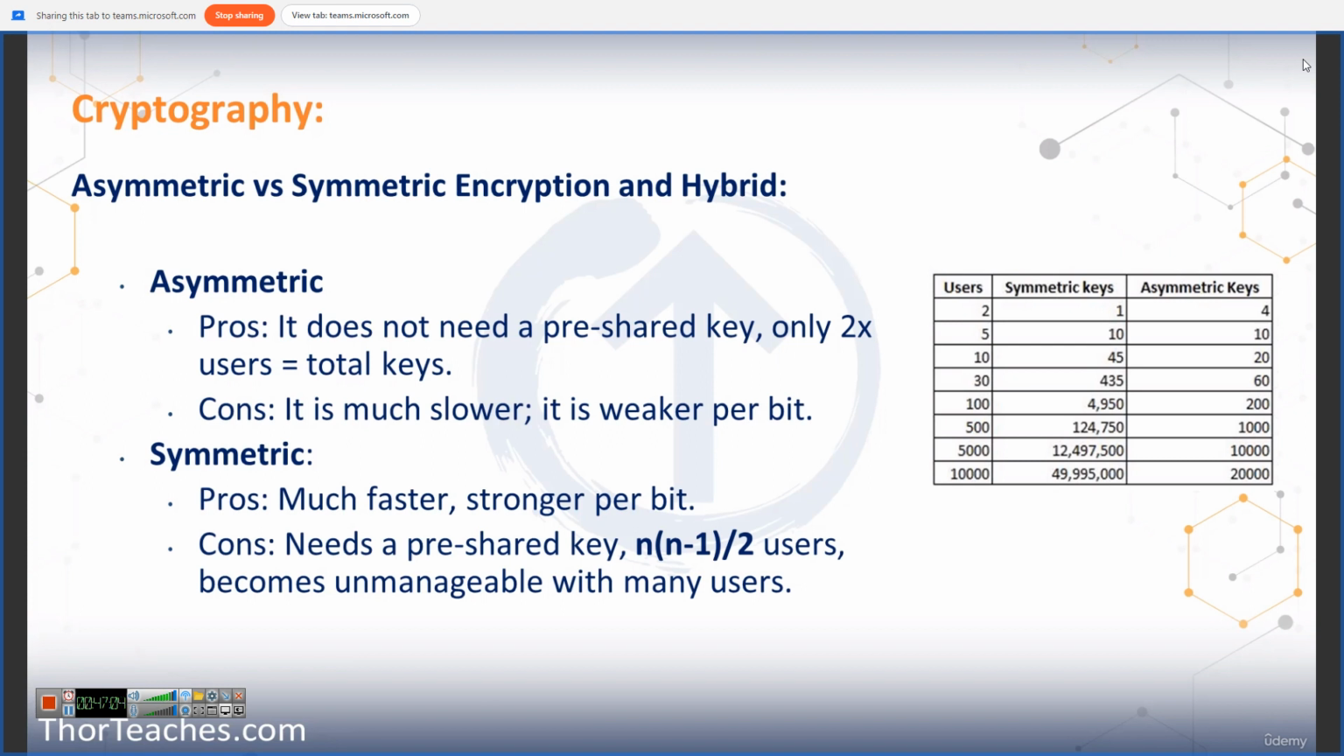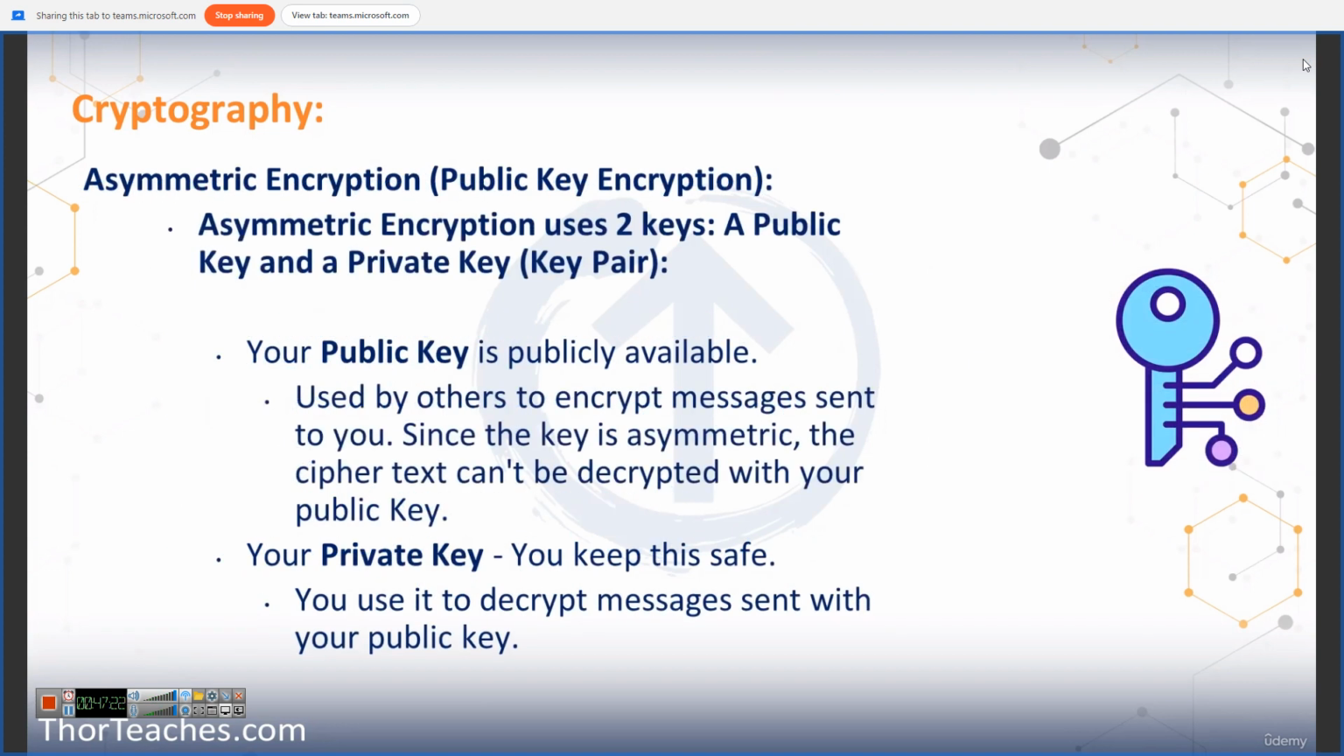If it is 10 people, we need 45 keys. If it is 500 people, then we need 124,750. So the larger the number of people that need to talk with a symmetric key, the more of an insane amount of keys we will need. 10,000 people, almost 50 million keys. Whereas with asymmetric encryption, each person or each entity just needs two keys, the private key and the public key.